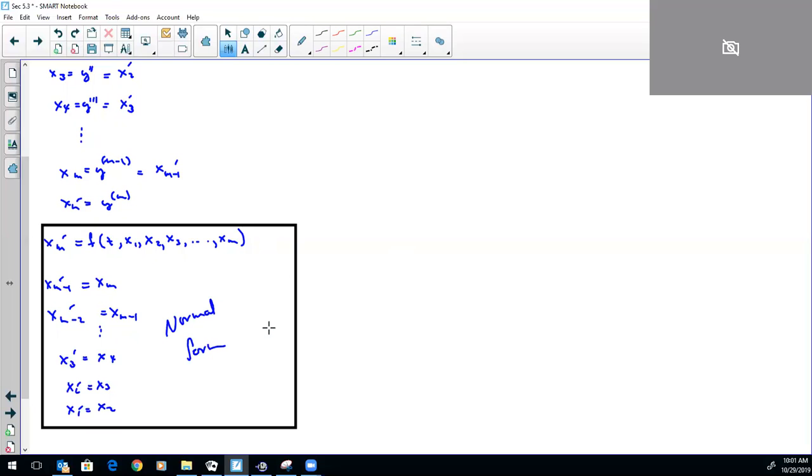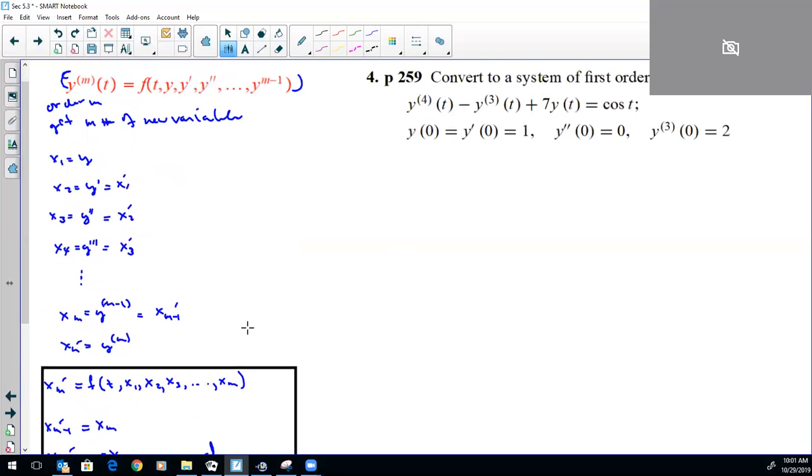Now there would be some initial values along with this. Let's do an example here. This is problem number 4, page 259. We want to convert this fourth order differential equation into a system of first order DEs in normal form.